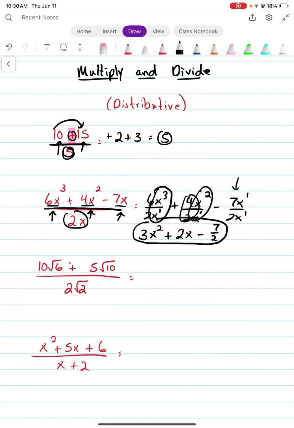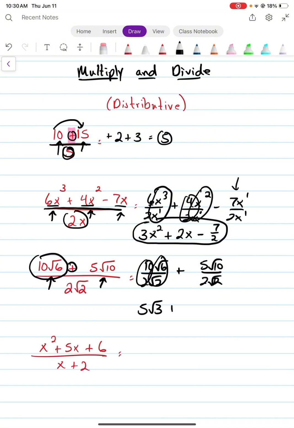Radicals work the exact same way. Here's your plus sign. So we're going to divide this and this both by 2 root 2. Divide 10, and we'll actually write this out. 10 root 6 divided by 2 root 2 plus 5 root 10 divided by 2 root 2. 10 divided by 2 gives you 5. A root divided by a root, you just divide them. Root 6 and root 2 gives you a root 3.